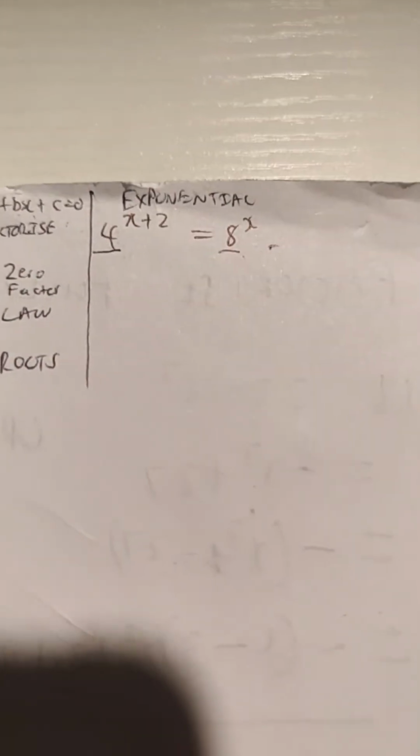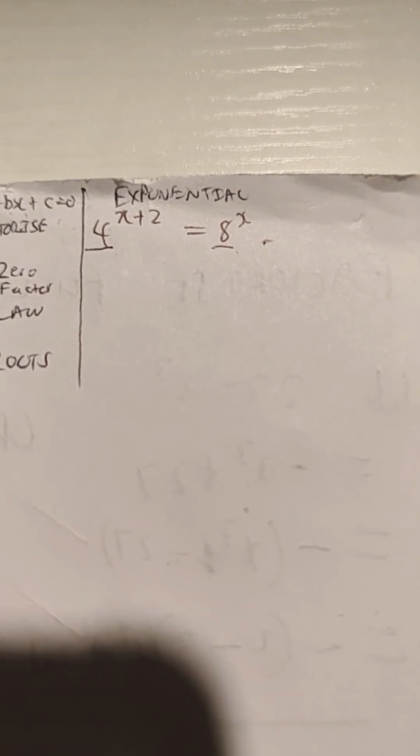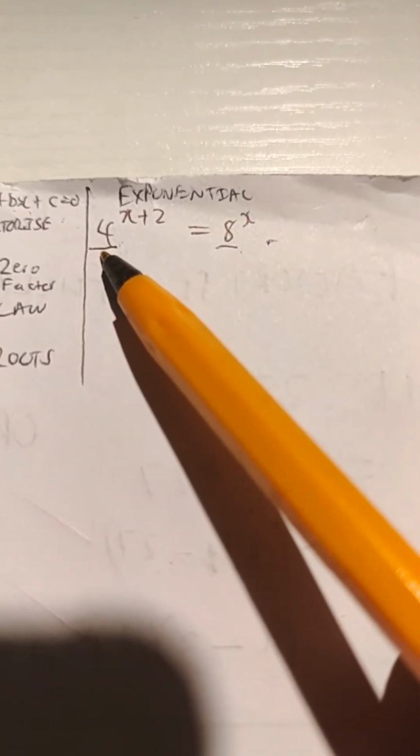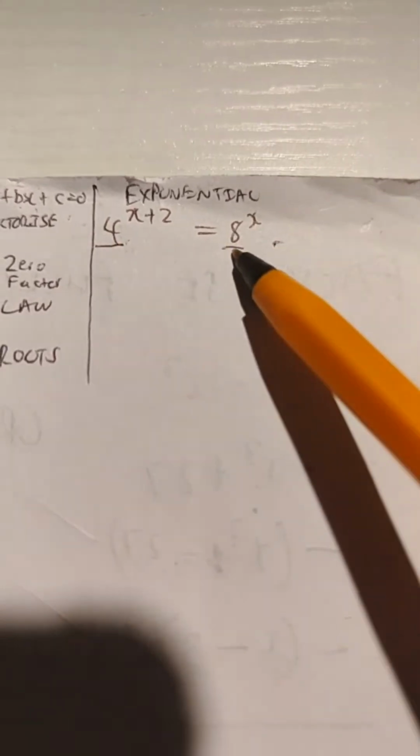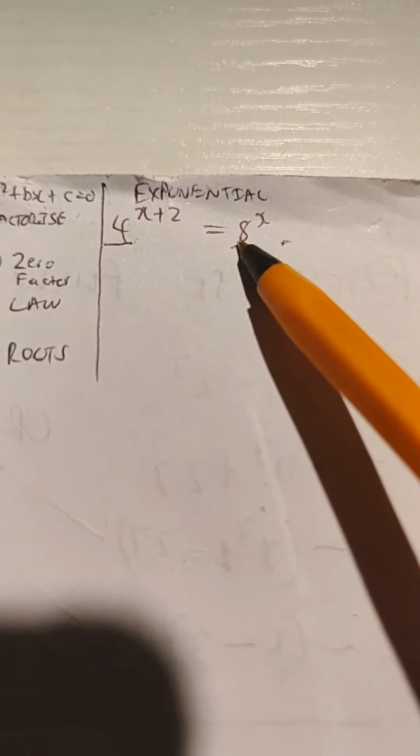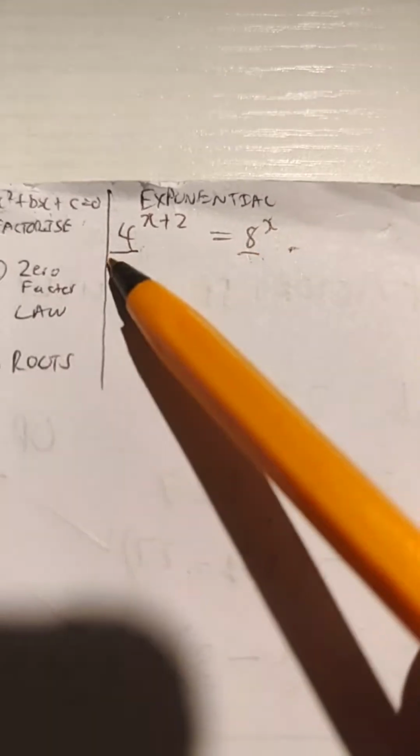So in order to make them the same, we take these composite bases. Guys, we have what we call composite bases. These are bases that basically are numbers that have more than 2 factors. For instance, 4 has more than 2 factors. The factors of 4 are 1, 2, and 4. That's more than 2 factors. The factors of 8 are 1, 2, 4, and 8. That's more than 2 factors. So we call these composite numbers, composite bases.